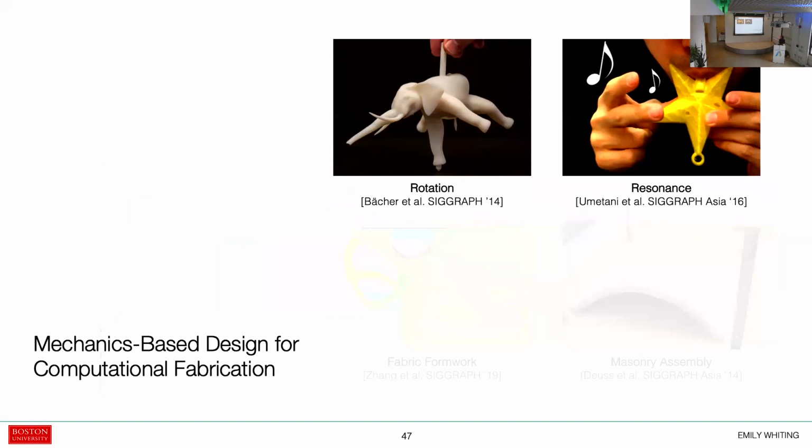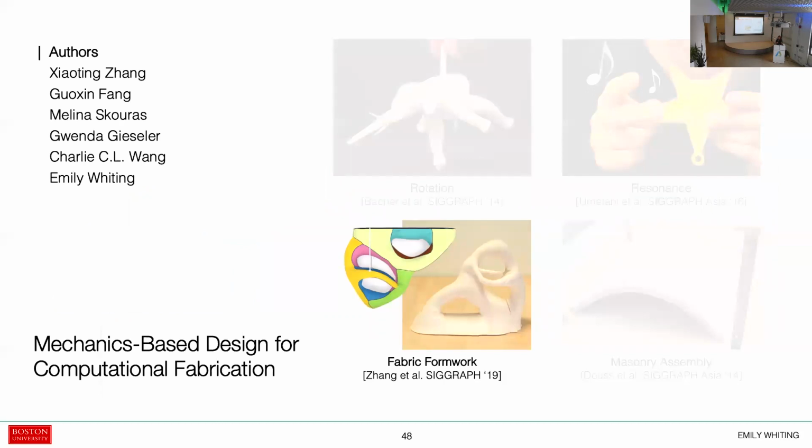All right, so in those two examples, we're looking at using mechanics for a design application, so something that is sort of a playable output. In these next two projects, I want to show ways that we came up with new methods for constructing or fabricating an object, again, by pairing geometry and mechanics. So this next project was presented at SIGGRAPH this past summer in 2019. The authors are Xiaoting Zhang, Guoxin Fang, Melanie Skouras, Gwenda Giesler, Charlie Wong, and myself, with affiliations at TU Delft, INRIA, and Chinese University of Hong Kong.